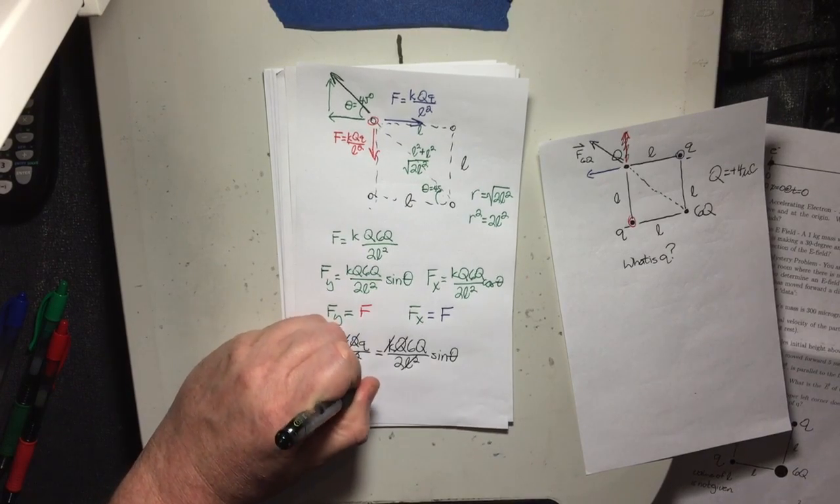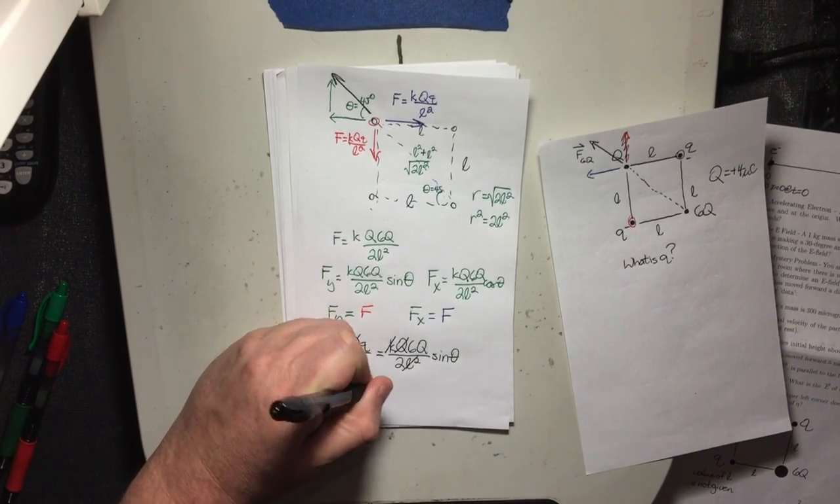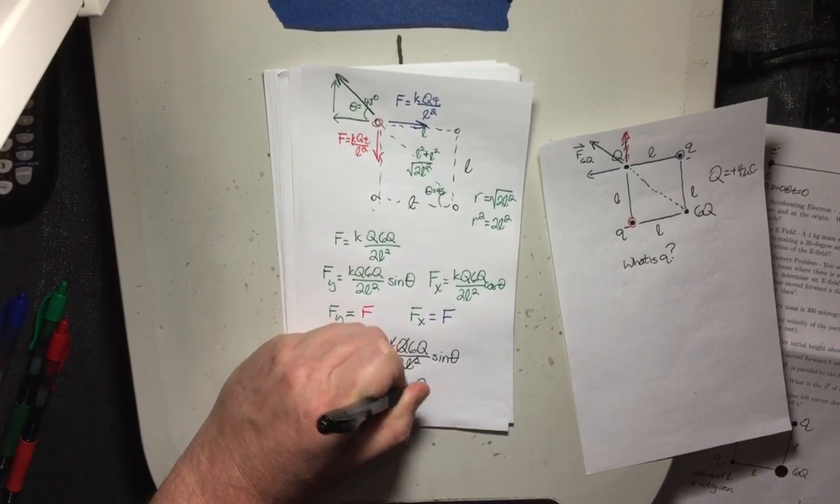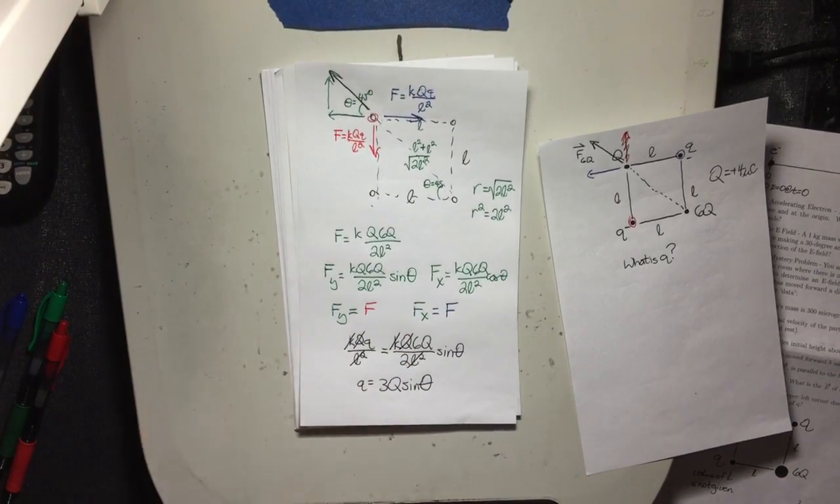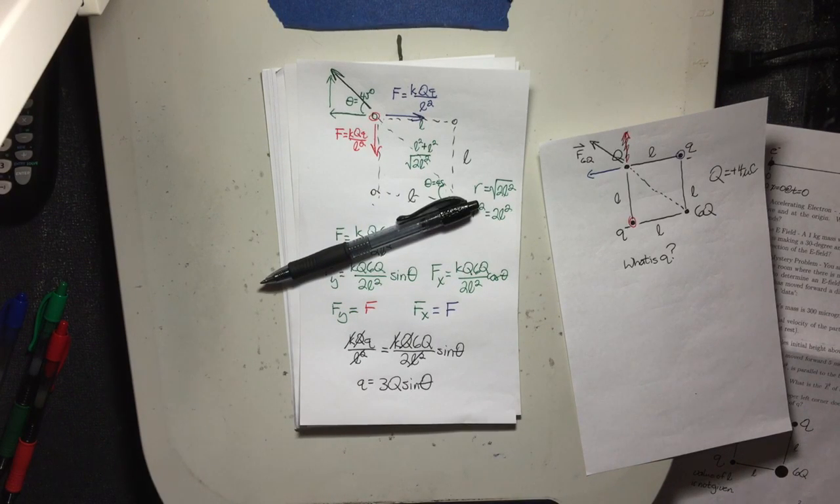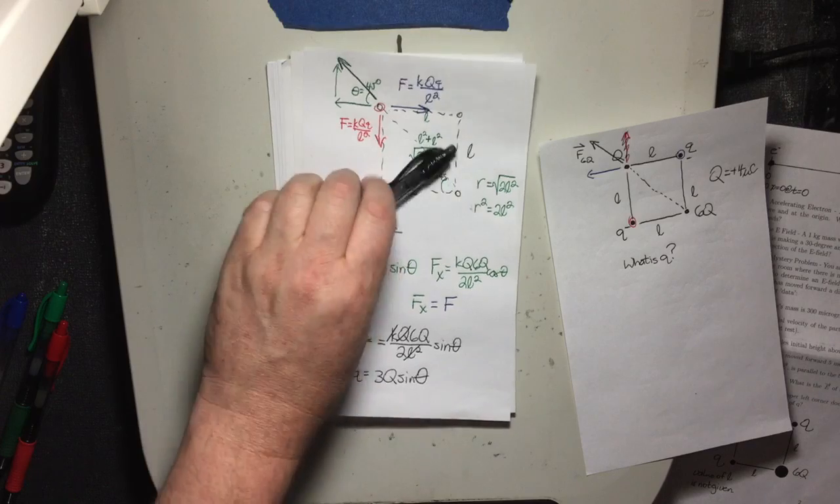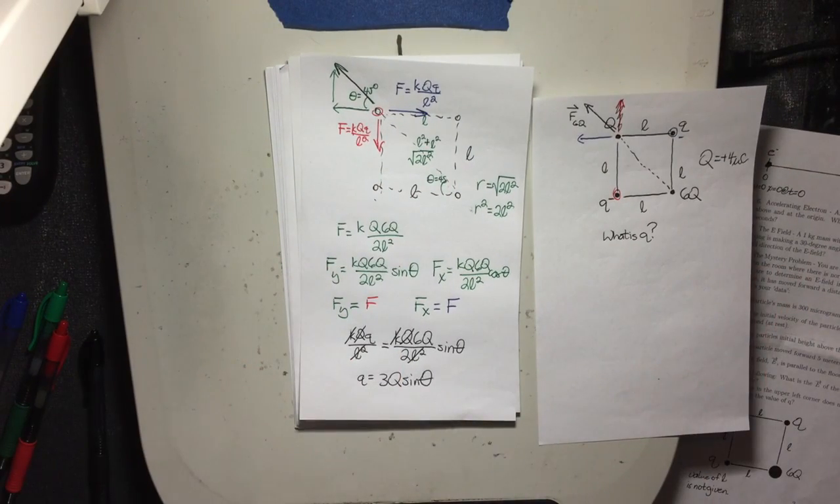So little q is equal to 3 big Q sine of theta. Done. Plug and chug. The rest is elementary. And that's it. It's a combination of symmetry, a combination of knowledge of forces, a combination of trigonometry, stuff like that. And it's a really good problem. This is one of the reasons why we do tutorial, because it allows me to spend a lot of time doing problems that are a little more involved.